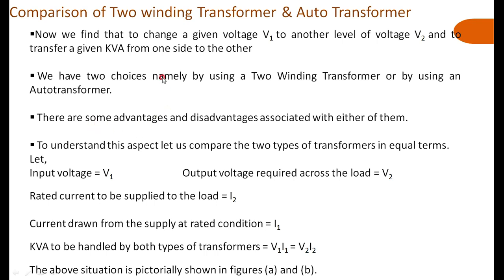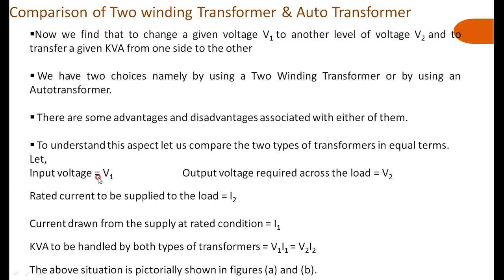We have a choice, namely using a two winding transformer or using the auto transformer. You can transfer the given amount of energy by either one. There are some advantages and disadvantages associated with each of them. To understand this aspect, let us compare the two types of transformer in equal terms.